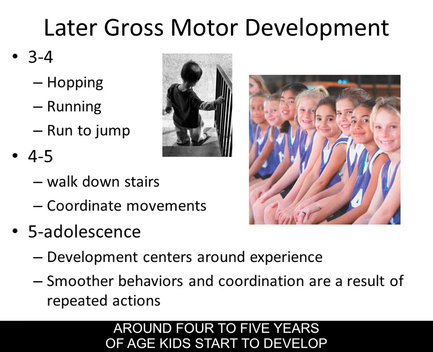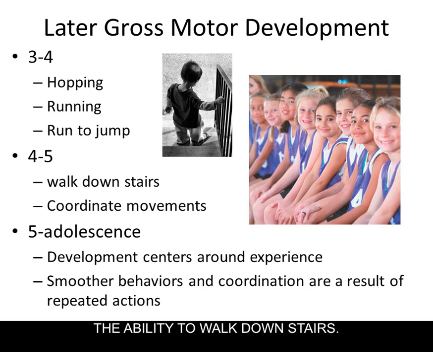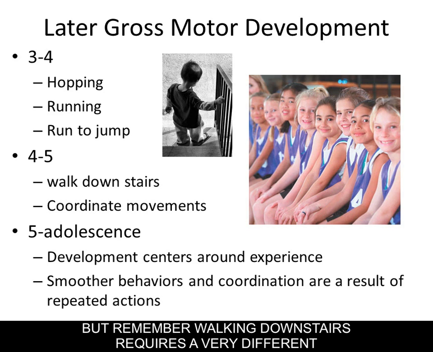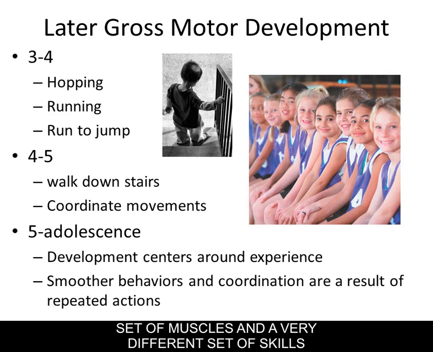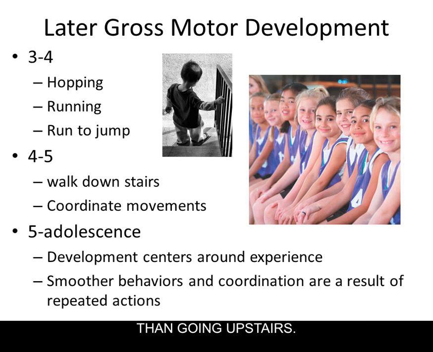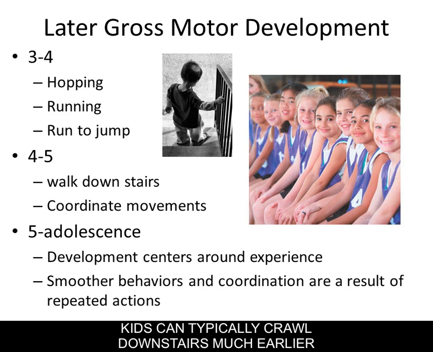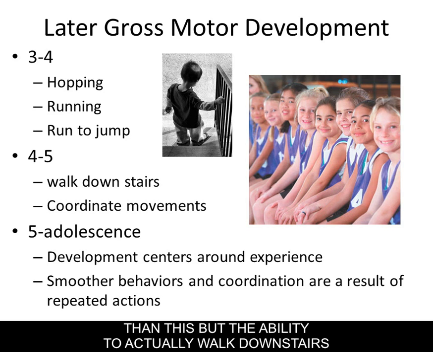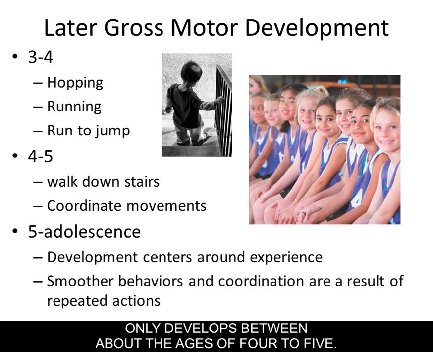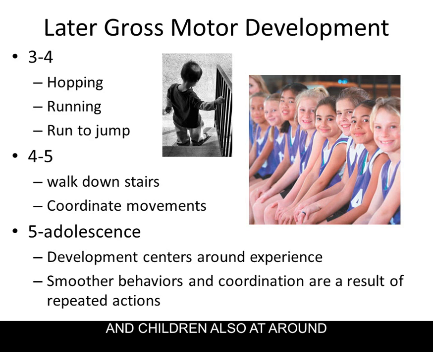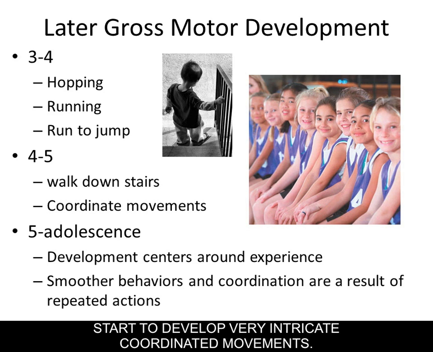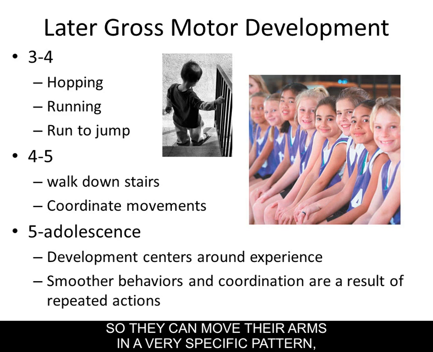Around 4 to 5 years of age, kids start to develop the ability to walk downstairs. This might seem a little late, but remember, walking downstairs requires a very different set of muscles and a very different set of skills than going upstairs. Kids can typically crawl downstairs much earlier than this, but the ability to actually walk downstairs only develops between about the ages of 4 to 5, and children also at around 5 start to develop very intricate coordinated movements. So they can move their arms in a very specific pattern.